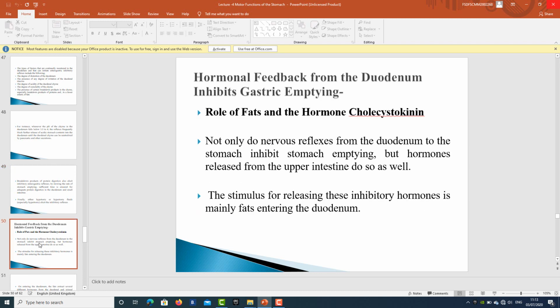Hormonal feedback from the duodenum inhibits gastric emptying, the role of fats and the hormone cholecystokinin. Not only do the nervous reflexes from the duodenum to the stomach inhibit stomach emptying, but hormones released from the upper intestine do so as well. The stimulus for releasing these inhibitory hormones is mainly fats entering the duodenum.